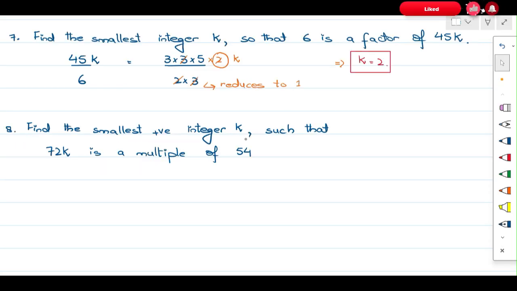Now let's do an example for the multiple. Find the smallest positive integer k such that 72k is a multiple of 54. So now 72k divided by 54 should reduce the denominator to 1, right? The prime factorization of 72 is 2 times 2 times 2, which is 8, and 3 times 3 is 9. 8 times 9 is 72, and we have some k over here. And this whole thing is divided by 54. The prime factorization is 2 times 27, and 27 is 3 cubed, 3 into 3 into 3.